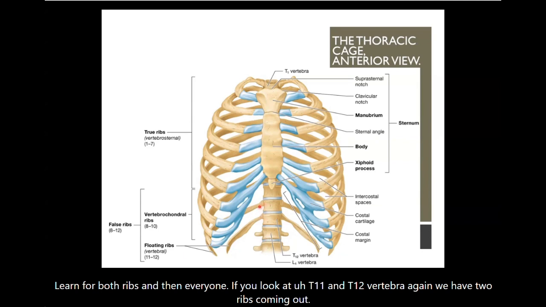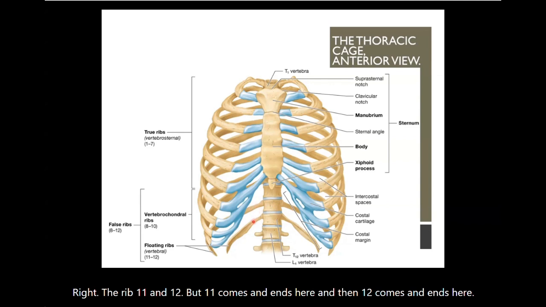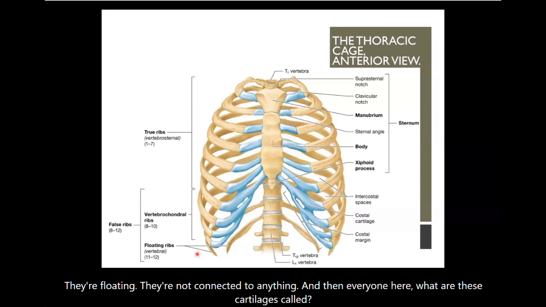And then everyone, if you look at T11 and T12 vertebra, again, we have two ribs coming out, right? The rib 11 and rib 12. But rib 11 comes and ends here, and then 12 comes and ends here. These are false ribs, but their name is what? Floating ribs, right? Because they're floating. They come and then they just stand there. They're floating. They're not connected to anything.